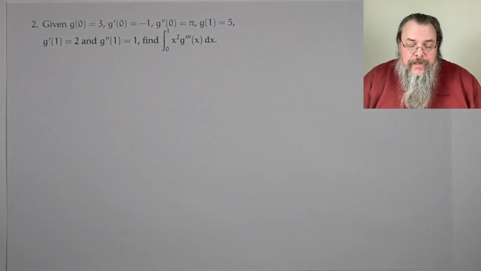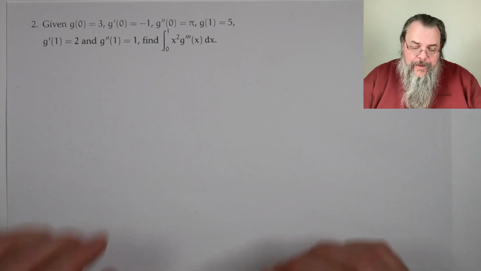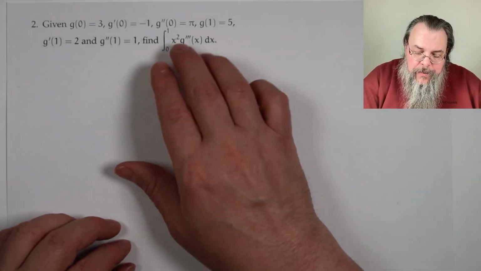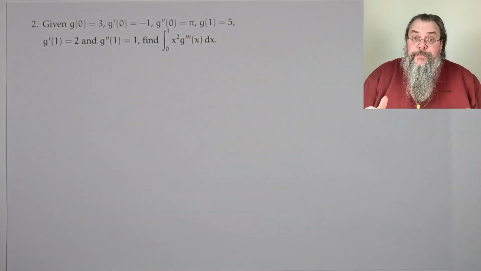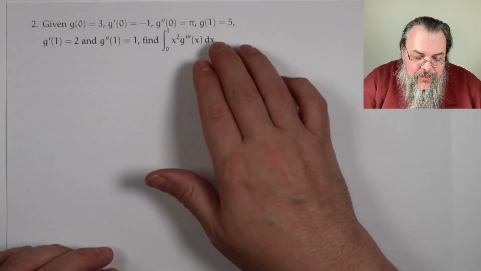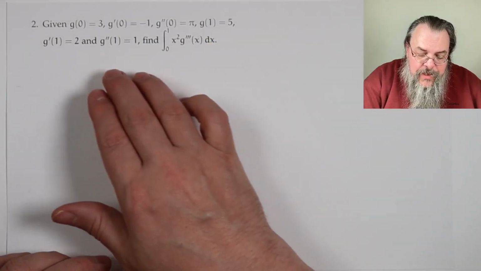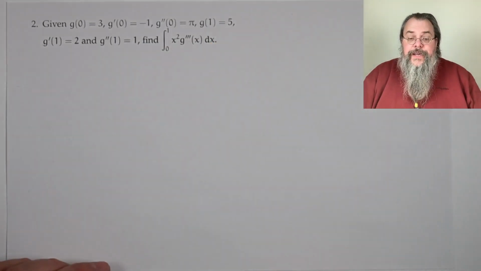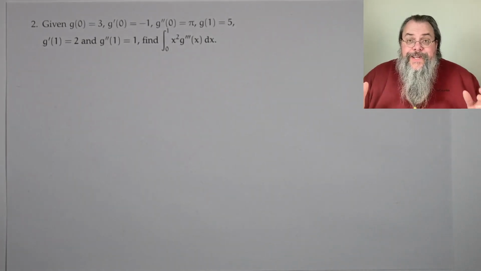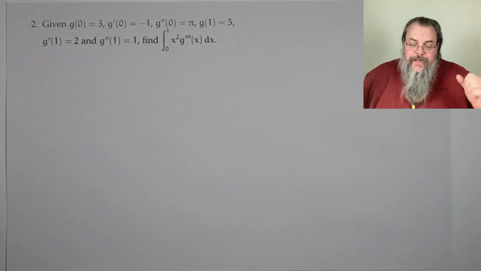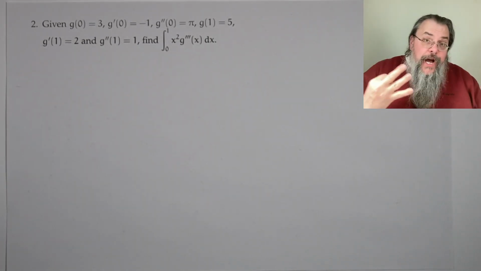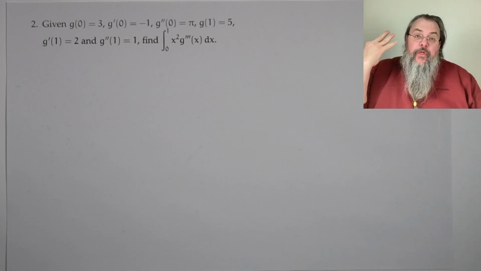We're given g of 0 is 3, g prime of 0 is negative 1, g double prime of 0 is pi. Ooh, pi. g of 1 is 5, g prime of 1 is 2, and g double prime of 1 is 1. And we're told, find the integral from 0 to 1 of x squared g triple prime. Triple. Third derivative.